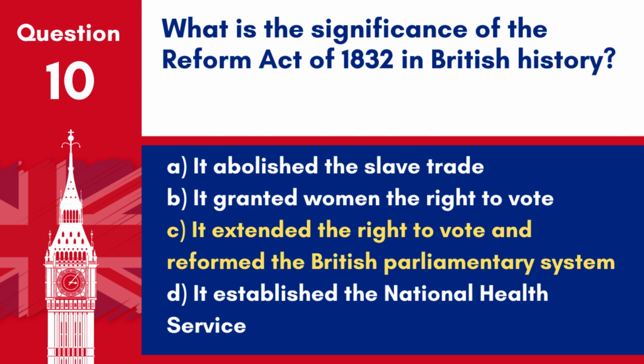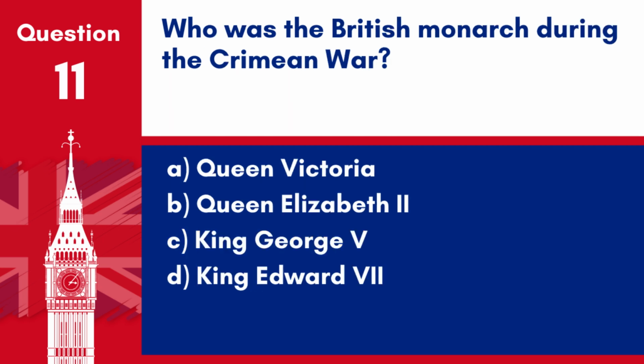Answer. C. It extended the right to vote and reformed the British parliamentary system. The Reform Act of 1832 is significant for extending the franchise and reforming the electoral system of England and Wales. Question 11. Who was the British monarch during the Crimean War? A. Queen Victoria. B. Queen Elizabeth II. C. King George V. D. King Edward VII.